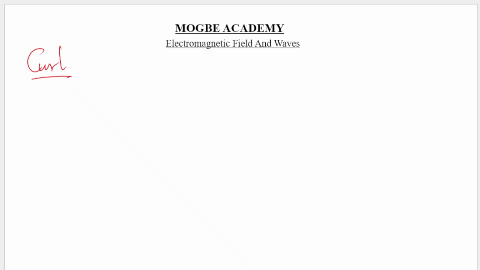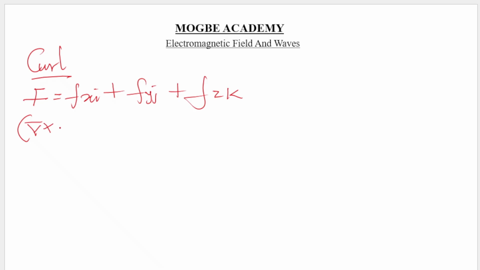Now, how do you represent your curl, or how is your curl denoted? Let's say we are given an electric field, whether that field is a scalar or a vector. We are just given an electric field F, and it is Fx i plus Fy j plus Fz k. Now, if you are asked to represent your curl, how do you represent it? We basically represent our curl in this form: you have the gradient cross the field given to you. So this is how we represent the curl of a particular vector given to you.